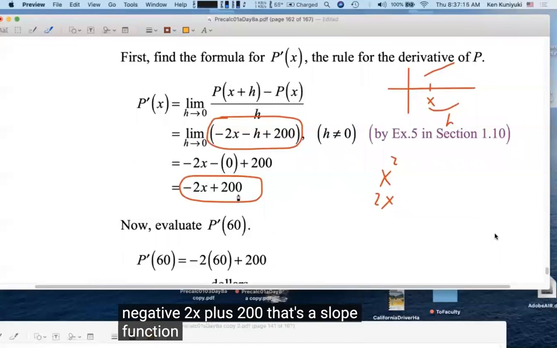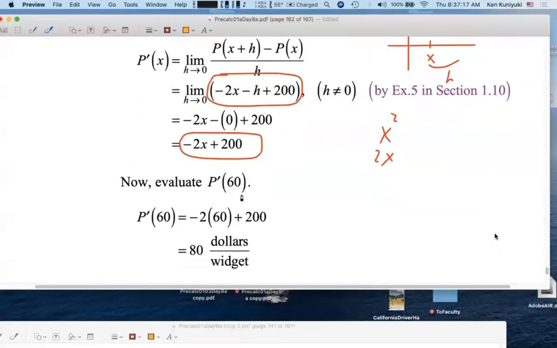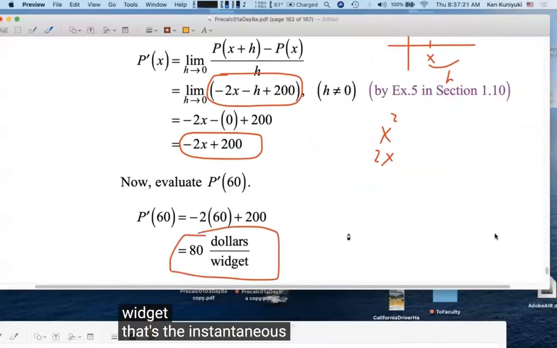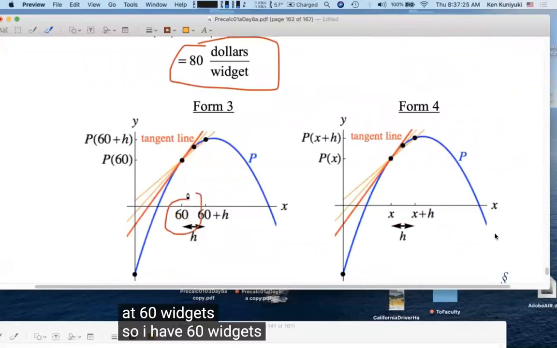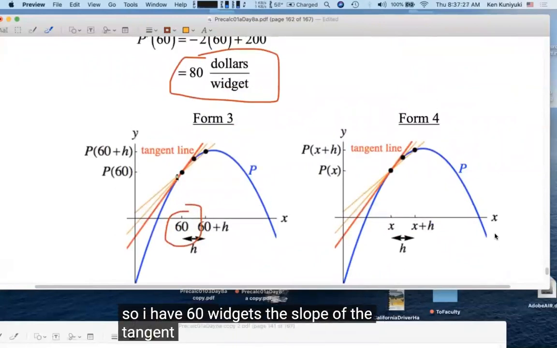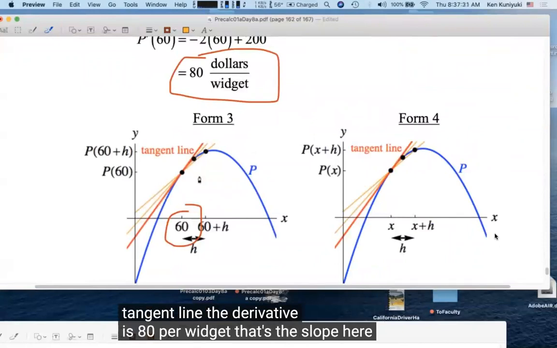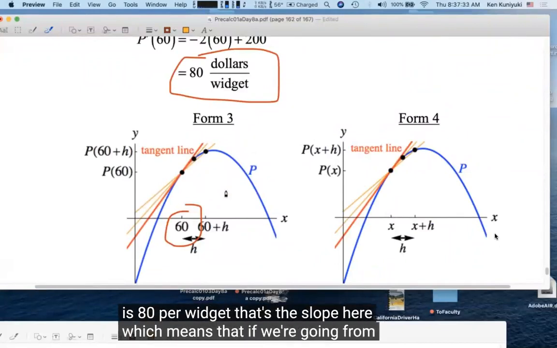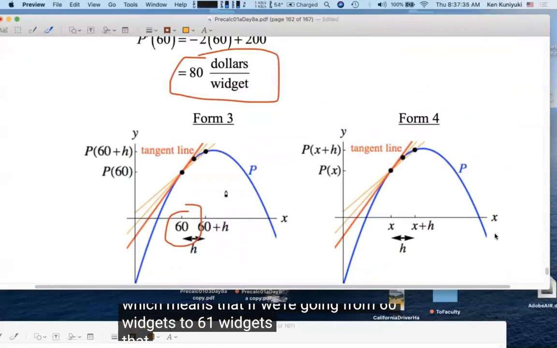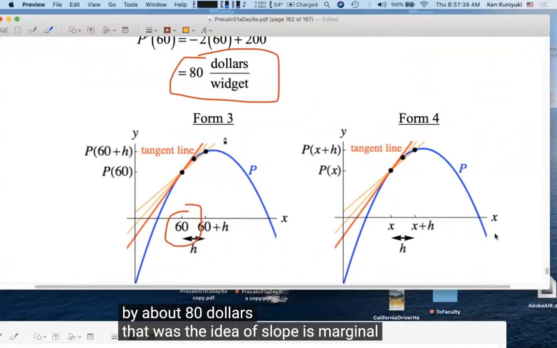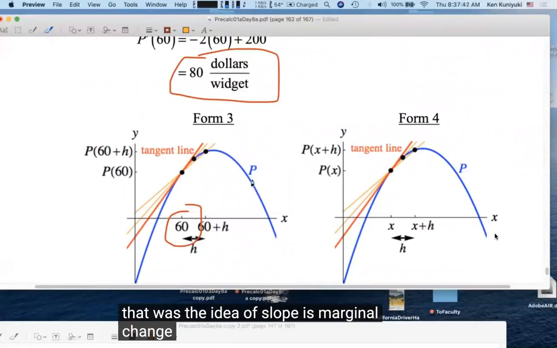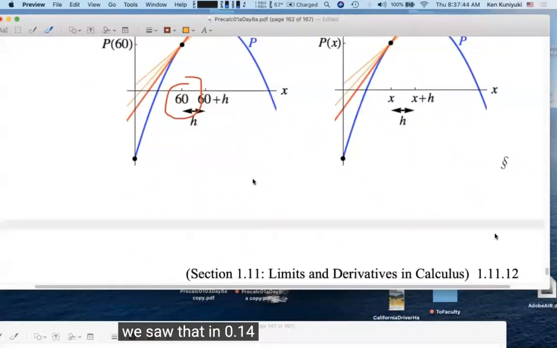That's a slope function. If you plug in x equals 60, we get $80 per widget. That's the instantaneous rate of change at 60 widgets. So at 60 widgets, the slope of the tangent line, the derivative, is $80 per widget. That's the slope here. Which means that if we're going from 60 widgets to 61 widgets, that means that our profit is increasing by about $80. That was the idea of slope as marginal change. We saw that in 0.14.